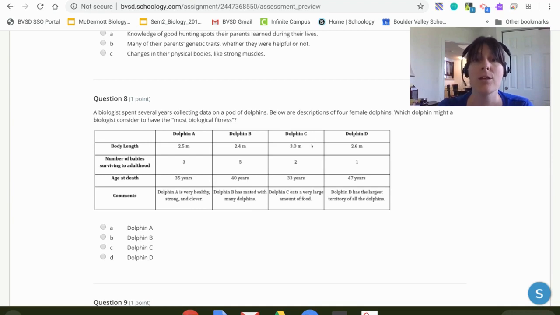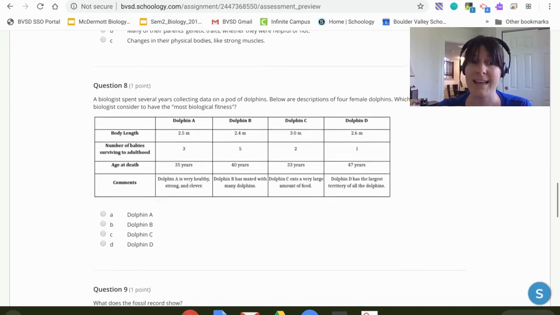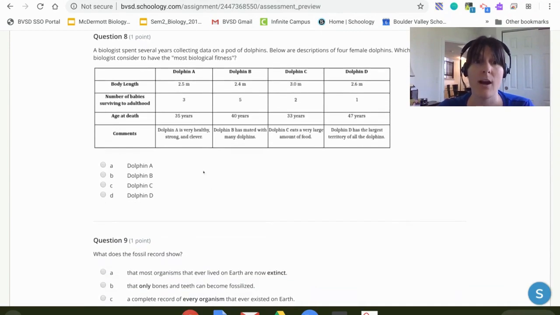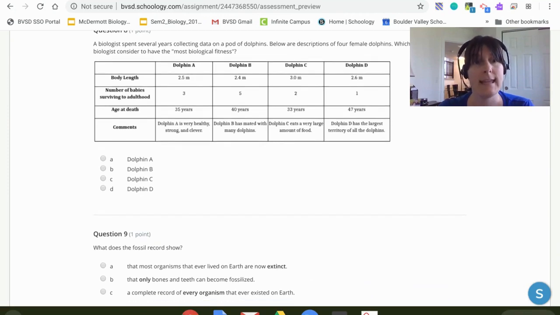Dolphin C, 3 meters long. 2 babies surviving to adulthood, 33 years old at the age of death, and the comments say Dolphin C eats a very large amount of food. Dolphin D, 2.6 meters long. 1 baby surviving to adulthood, 47 years old at death, and the comments say Dolphin D has the largest territory of all the dolphins. The options are A, Dolphin A, B, Dolphin B, C, Dolphin C, or D, Dolphin D.